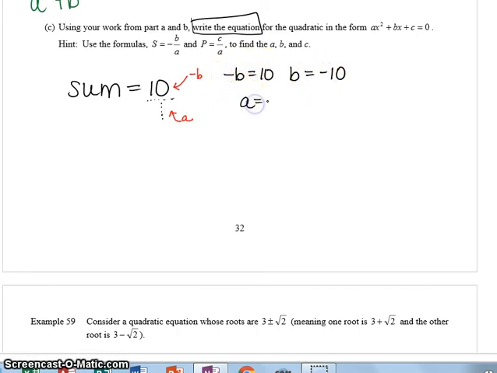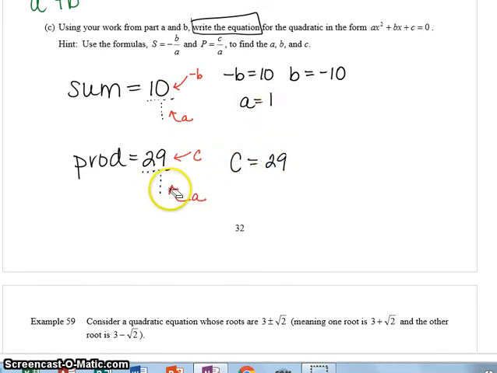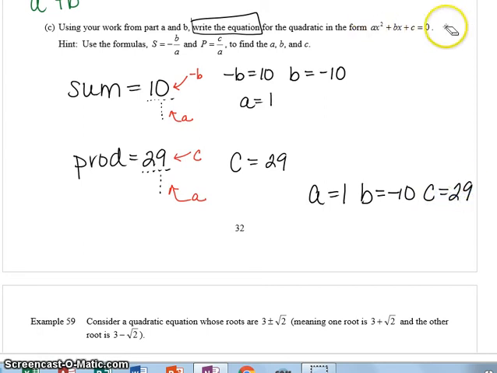Your a is clearly 1, because any whole number can be put over 1. Your product is equal to 29. Again, put that imaginary 1, and product is equal to c over a. So that's telling us our c is 29, but look guys, our a is still 1. So I know a is 1, b is -10, and c is 29. Now when I substitute that into the standard form of this quadratic, I'm going to get x squared minus 10x plus 29 is equal to 0.